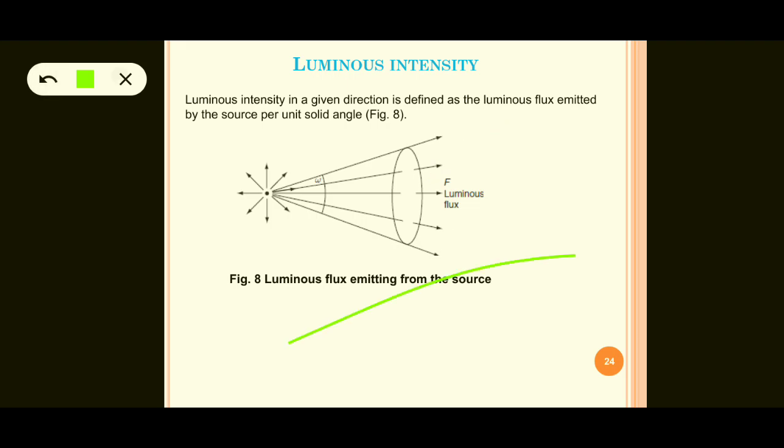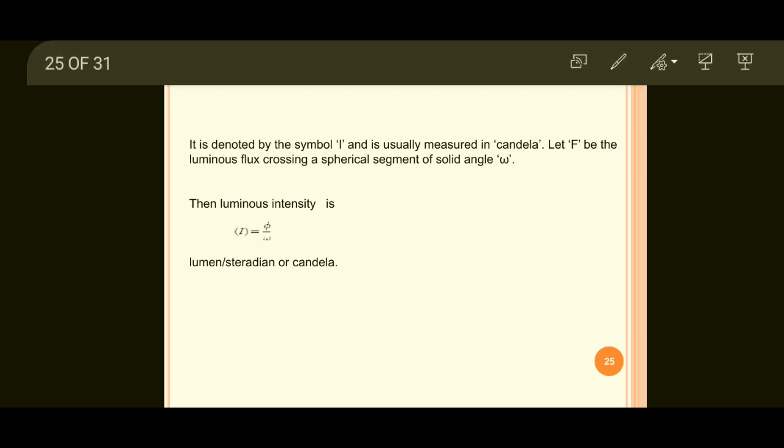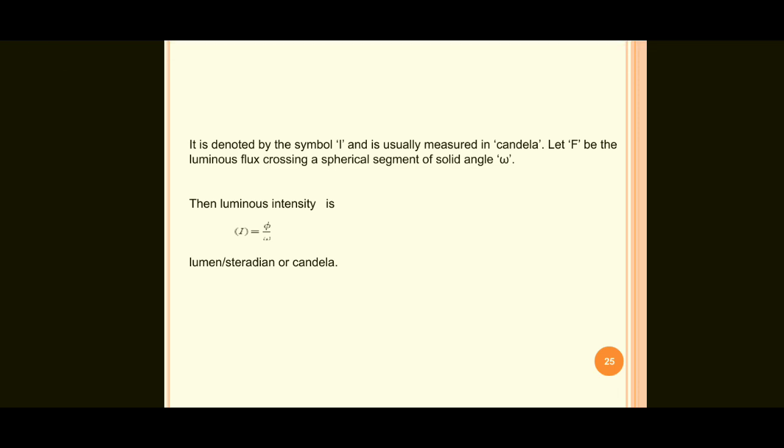Next one. The luminous intensity is denoted by the symbol I and is usually measured in candela.